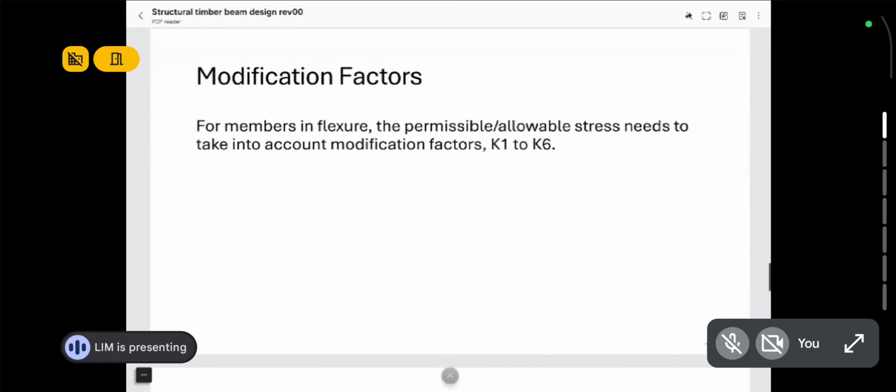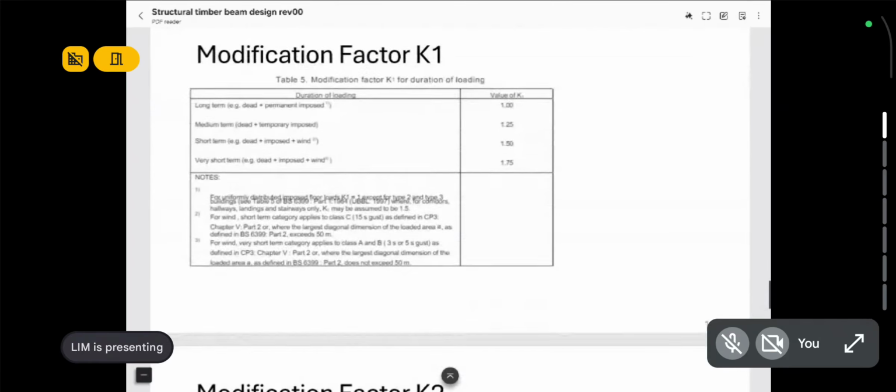Now, in addition to the partial safety factor, you also have to apply what are called modification factors to your stresses. For this course, we will only cover members in fracture. That's all we're going to check. For members in fracture, you need to consider modification factors K1 to K6. Now we are going to talk about these factors. So K1. Modification factor K1 is related to the duration of loading.